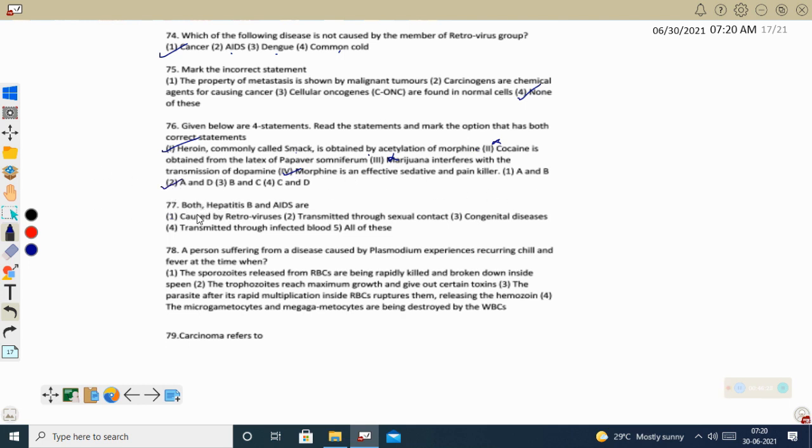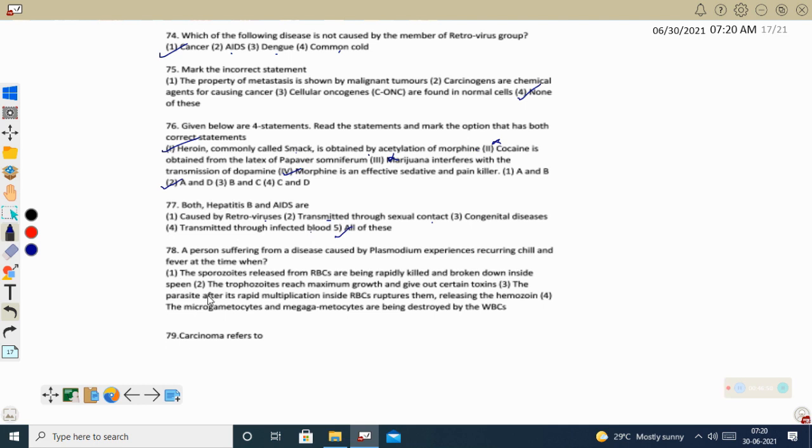Next question. Both hepatitis B and AIDS are caused by retrovirus. Correct. Transmitted through sexual contact. Yes. Congenital diseases. Yes. Transmitted through infected blood. Yes. All of these are the correct option.